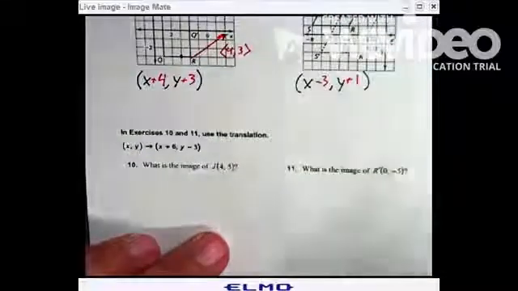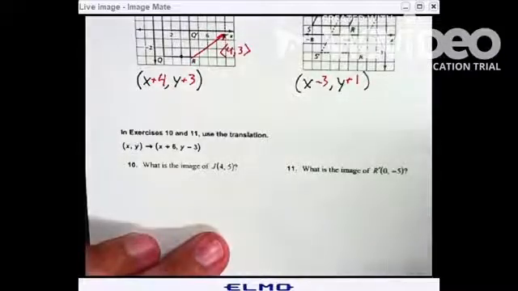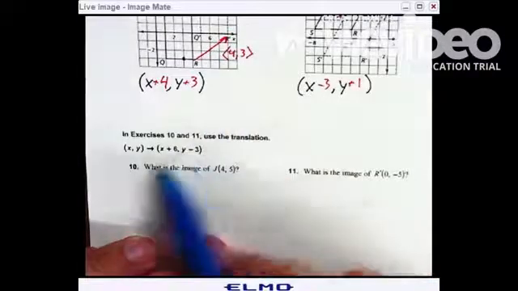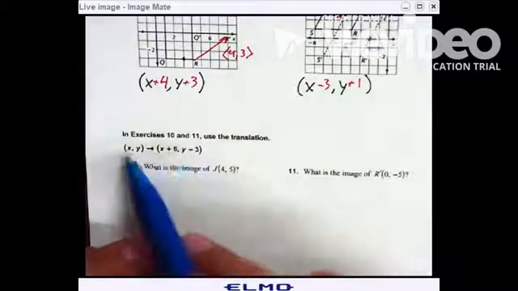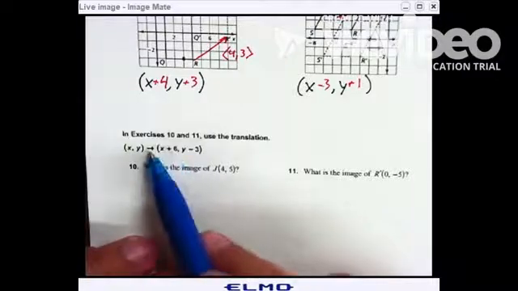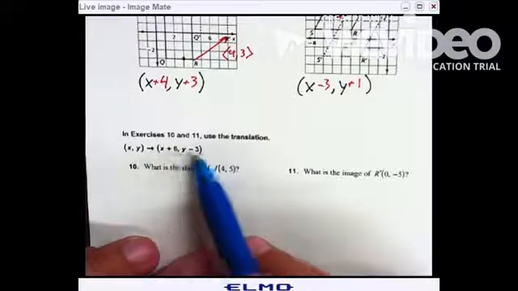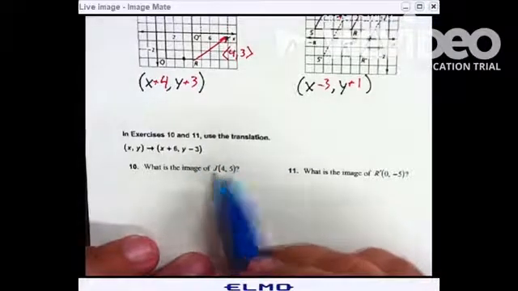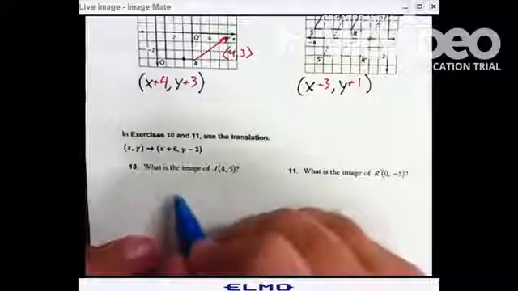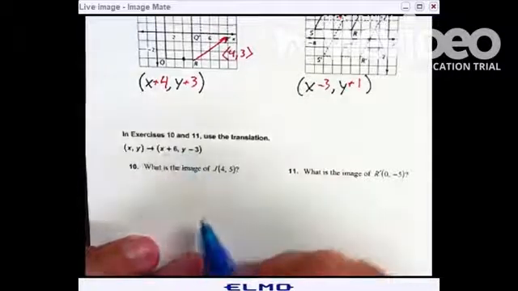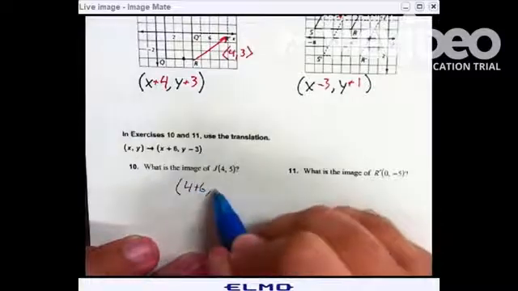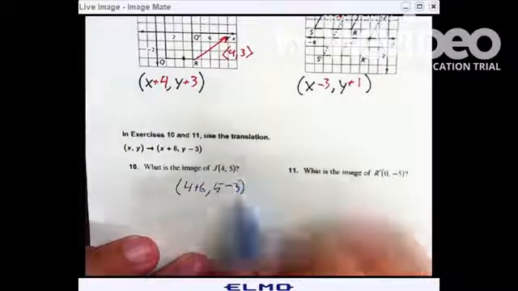What we're doing here is it's giving us the image, the pre-image, and it says, here's the rule. Just like we came up with the rule a minute ago, it's saying this is the rule that you're going to use. And the way we read this notation right here, this says the point XY maps to the point X plus 6, y minus 3. All right. So all we're going to do is we're going to take our point. This is our x, that's our y, and we're going to plug it in to this rule. So we have 4 plus 6 and 5 minus 3.